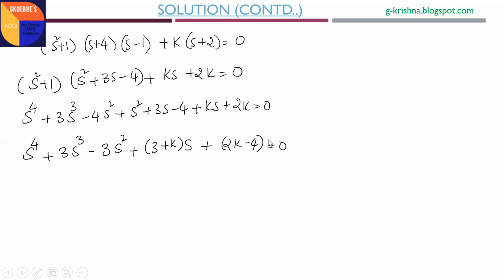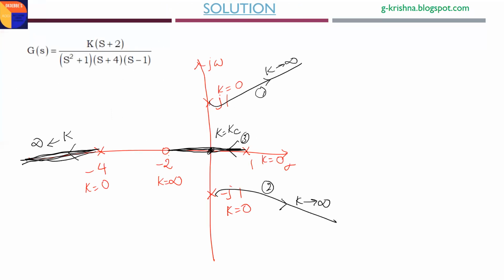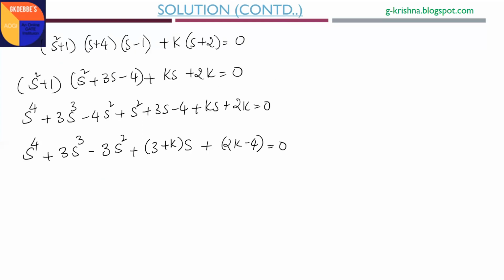If you see this fourth order characteristic equation, when you draw a root locus, for one particular gain known as Kc, which I mentioned here, one root will be at the origin and the remaining two roots in the RHP. If one root is at the origin in the fourth order characteristic equation, the S power 0 coefficient should be 0. If this coefficient is 0, definitely one root lies at the origin. So 2K minus 4 is equal to 0, or K is equal to 2.